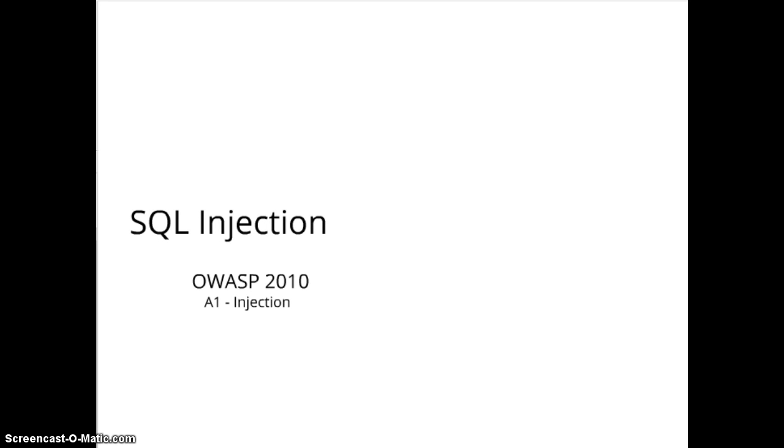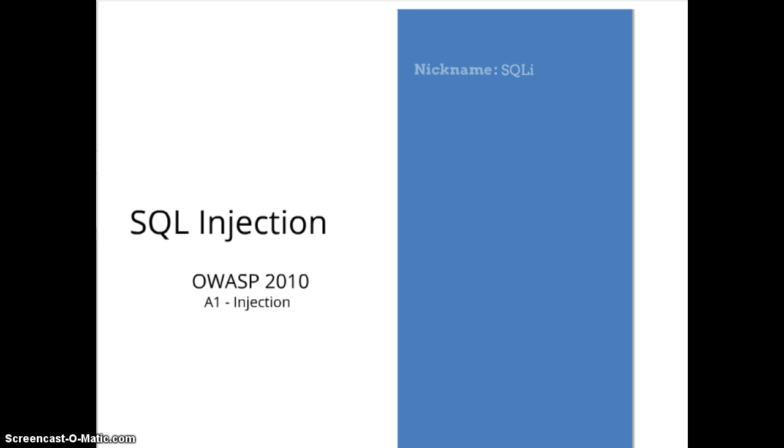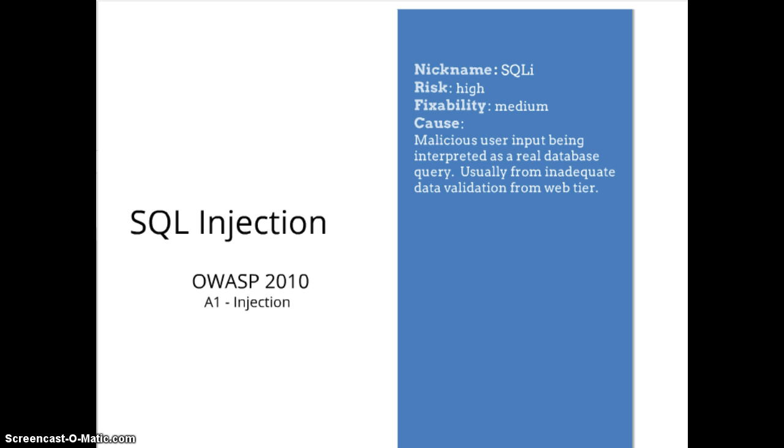In this module, we'll be discussing SQL injection, the ever-popular vulnerability, number 1 on the OWASP top 10 list. Its risk is rated as high because you're accessing database information. Its fixability is medium, and the root cause of a SQL injection vulnerability is that user input is being interpreted as actual database commands from the web tier.